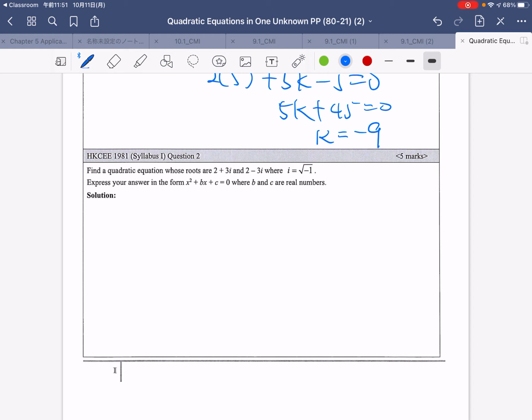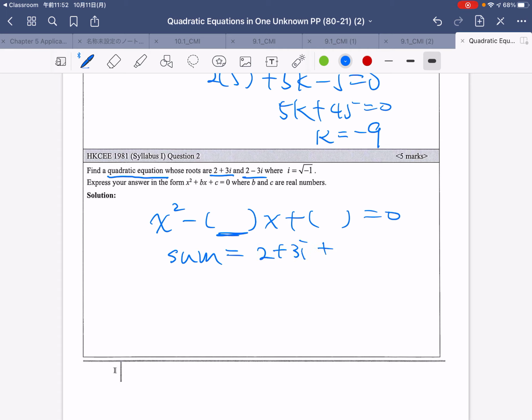1981 question 2. It said that the quadratic equation whose roots are 2 plus 3i, and another root 2 minus 3i. Do you still remember when we form a quadratic equation, we have x squared minus the sum of roots times x plus the product of roots equals 0. First of all, you need to find the sum of roots. So 2 plus 3i plus 2 minus 3i, we got 4.